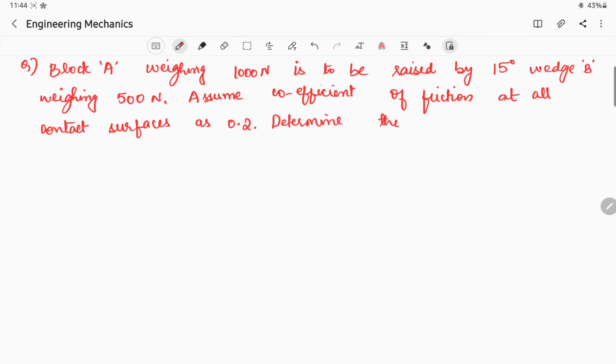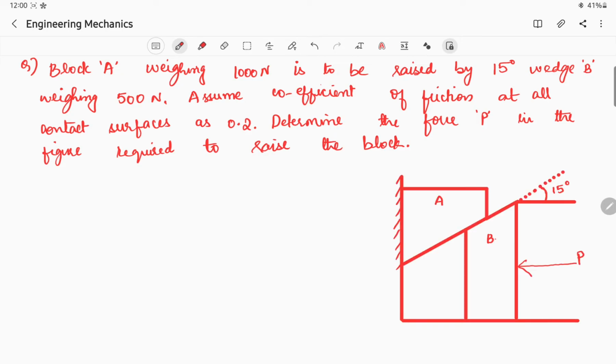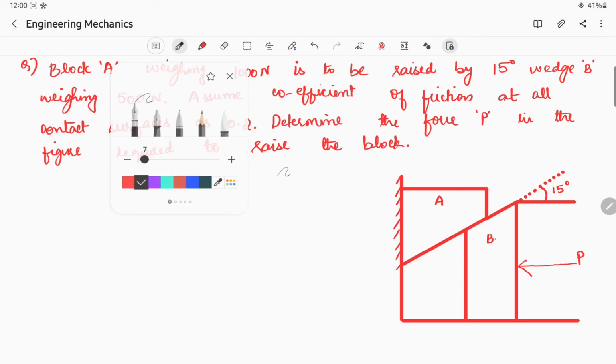Determine the force P in the figure required to raise the block. Okay, so the figure is given to us in the question itself. So we'll start our solution.